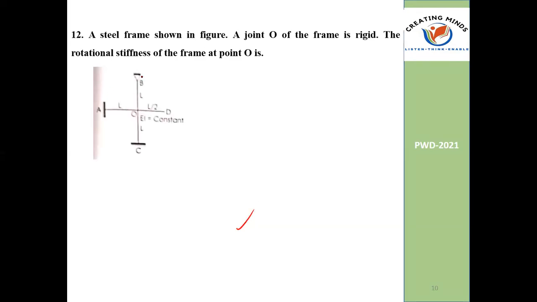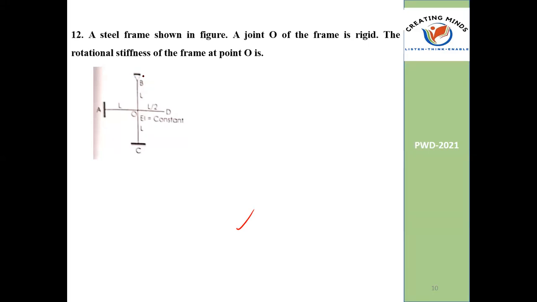Yes, it's a hinge. It's not a roller. If it is a hinge, what is the value? 3EI by L. The answer is 11 EI by L. Yes, the answer is 11. If it is a roller, then it will be 0.